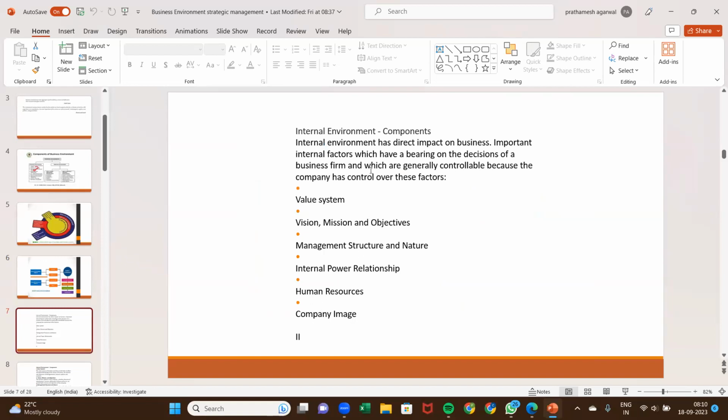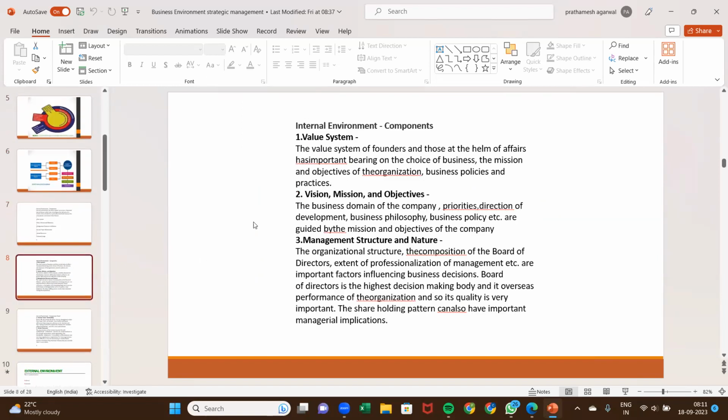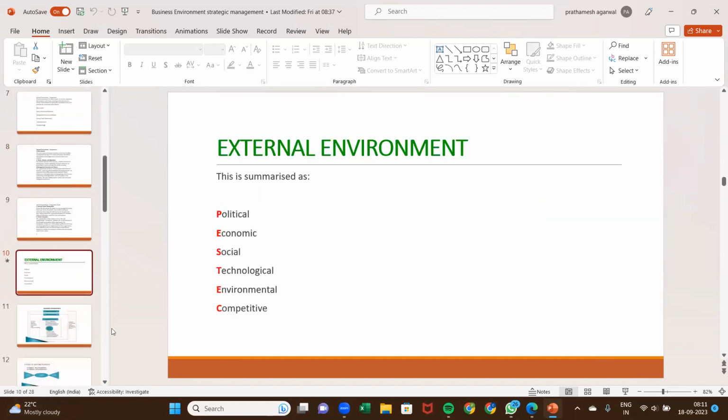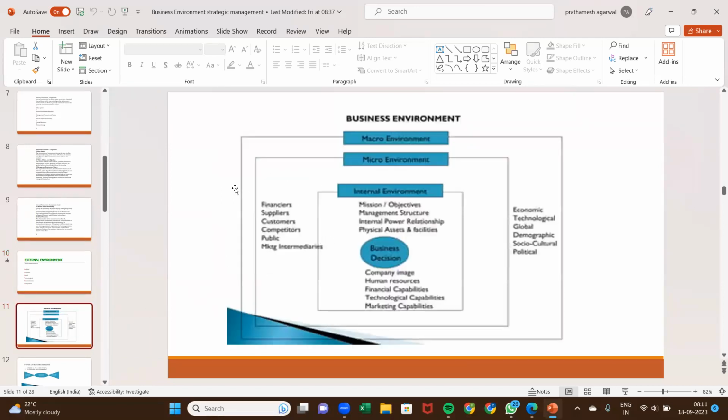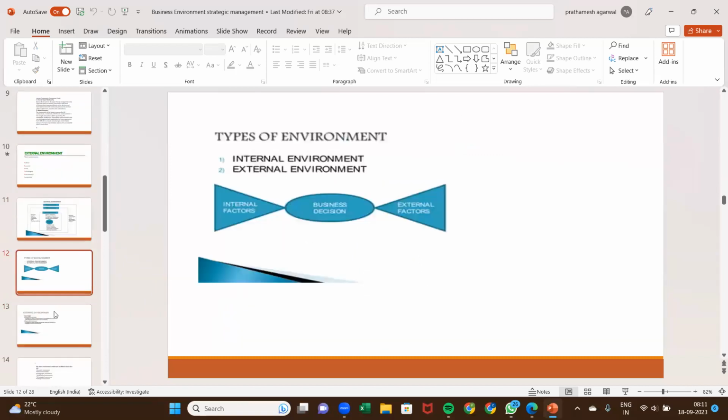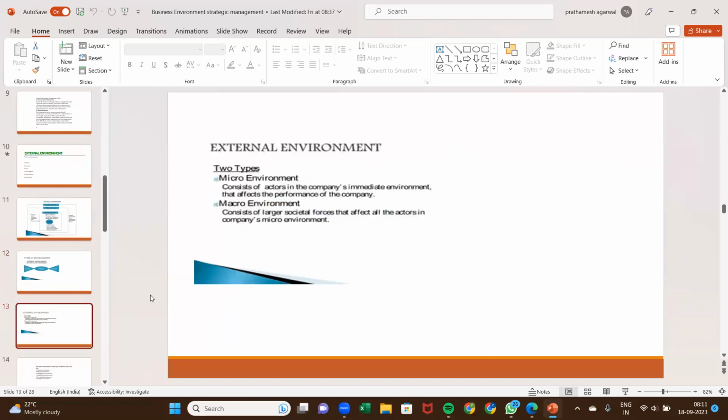Then we saw the factors of the internal environment. We have to have control over the factors such as the value systems, the vision, mission, and objectives, management structures and nature, internal power relationship, human resource, and company image. Then we have the external environment: political, economic, social, technological, environmental, and competitive environment. I've just shown you this again. They all are interlinked. Then the business decisions are dependent upon the internal as well as the external environment.